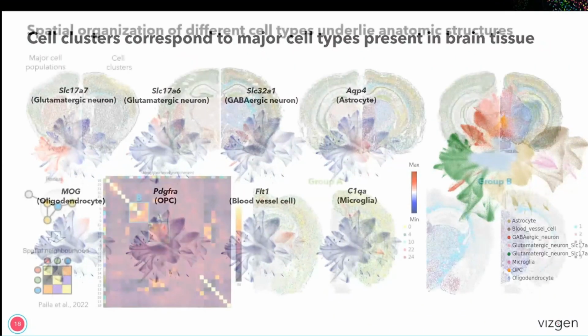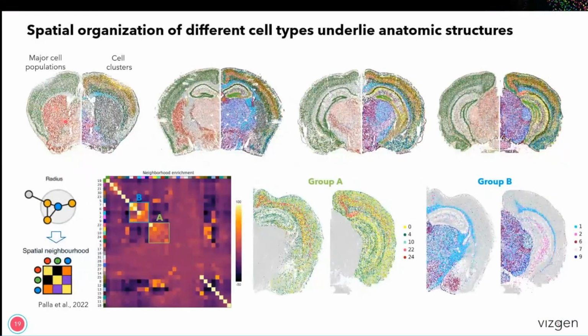So in this figure, I plot the spatial distribution of major cell types on the left side and those of cell clusters on the right. I hope you can appreciate that major cell populations illustrate the major structures of the brain, such as SLC17A7 glutamatergic neurons, which are mainly distributed in the cortex and hippocampus, and the SLC17A6 positive glutamatergic neurons, which are mainly in the thalamus, with GABAergic neurons enriched in the striatum area.